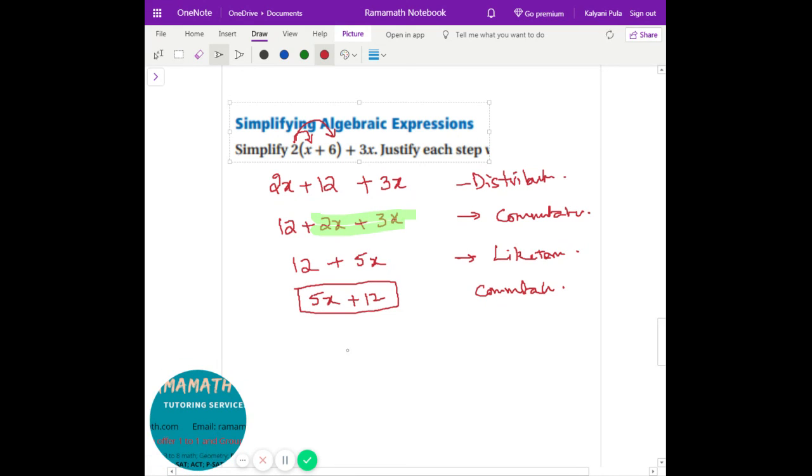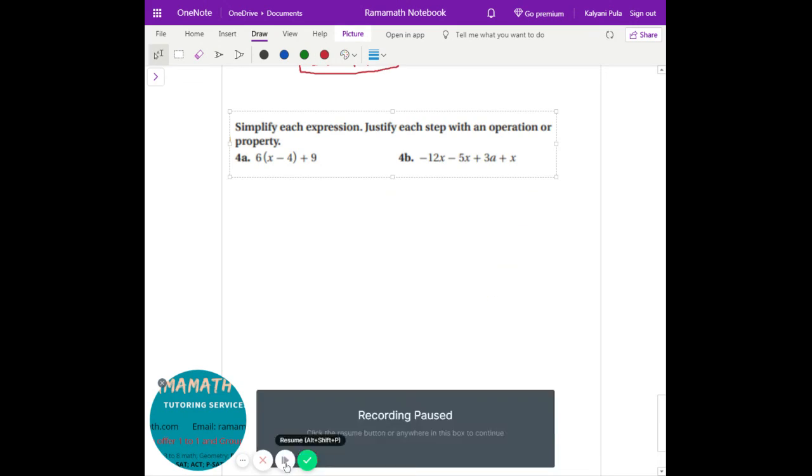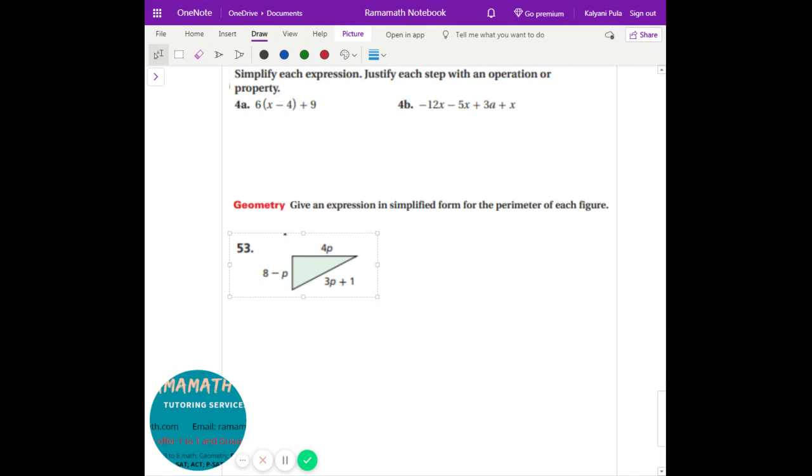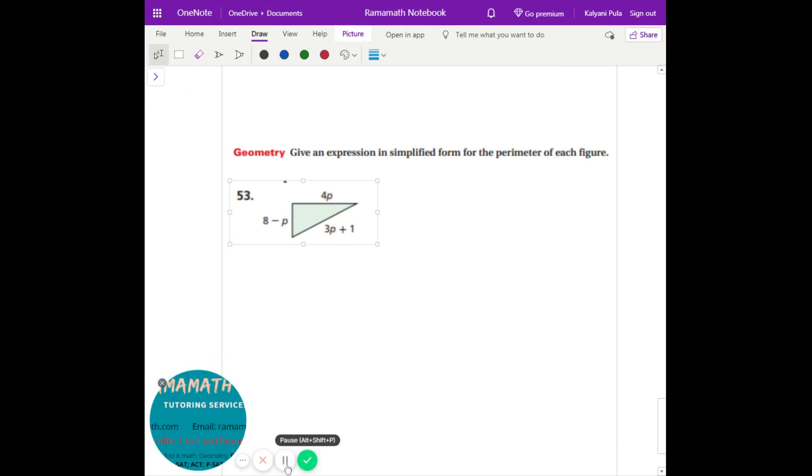Does that make sense? We're using the distributive property in there. Okay, good. So we're applying the same concept to geometry. Go ahead and try this one. Let's check this one quickly. One way is that it's the perimeter of a triangle, which means you add all the sides. So I can start with 4p plus 3p plus 1 plus 8 minus p.